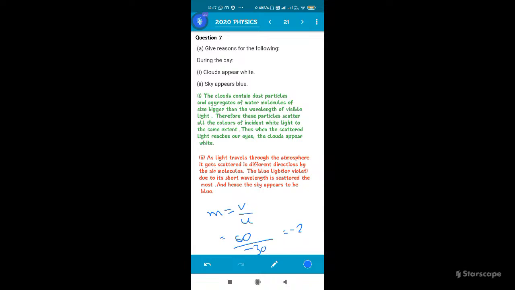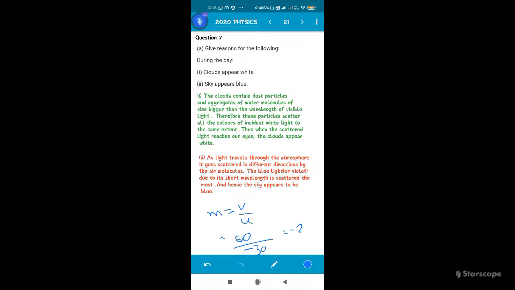Now let's move on to the next question. Over here we have to give reasons for certain phenomena. It is from the chapter spectrum. Let us do it. During the day, clouds appear white and the sky appears blue. We have to give reasons for the same. The question is of 3 marks, so at least you have to write this much. You just cannot write a single line answer and expect that you will get good marks. So you have to write a little bit.